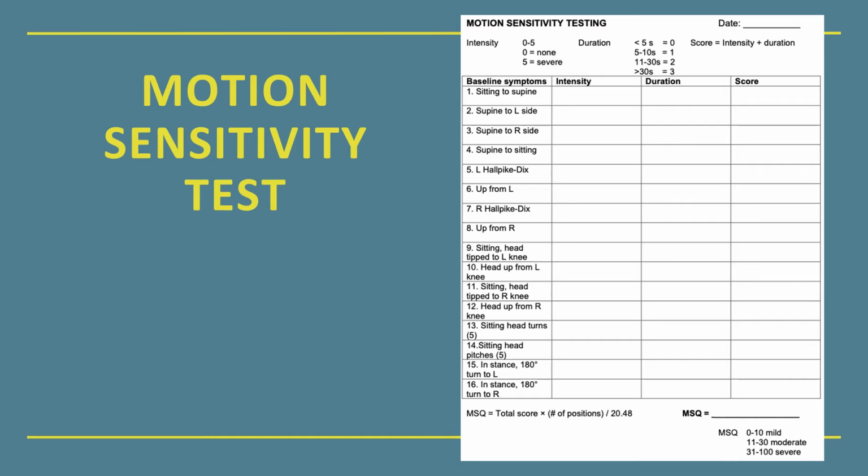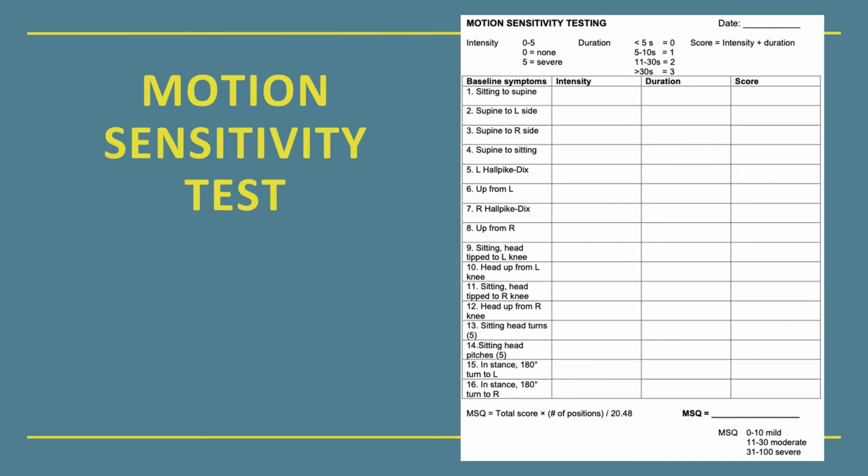The motion sensitivity test is another type of outcome measure that assesses your motion sensitivity. You will look at the test. It checks sitting to supine, then supine to left side, then turn to the right, then supine to sitting, then Dix-Hallpike to the left and then to the right, then sitting with your head tipped to the left knee, head up from the left knee, and then down again and up again, and then walking and turning right and left. You notice there's how bad or how easy it was from 0 to 5, 5 being severe and 0 being no problem, and how long it took for the patient.